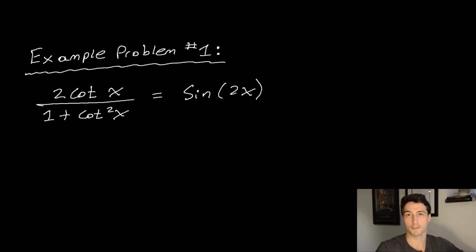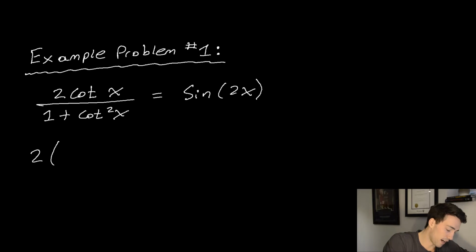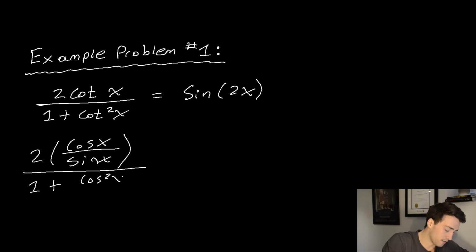Okay, so here we have our first example problem. Whenever you see a trigonometric identity and it says prove this identity or verify this identity, the first thing you should always do is write out the cotangents or tangents in terms of sine and cosine. So 2 times cos x over sine x, and then over 1 plus cos squared x over sine squared x.